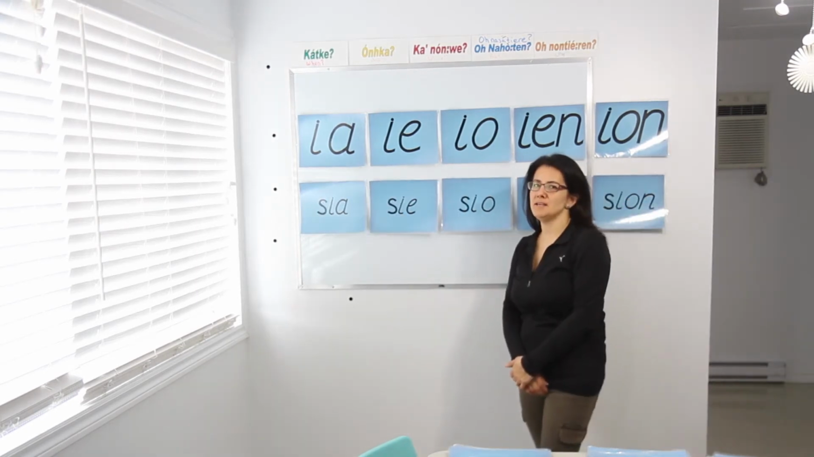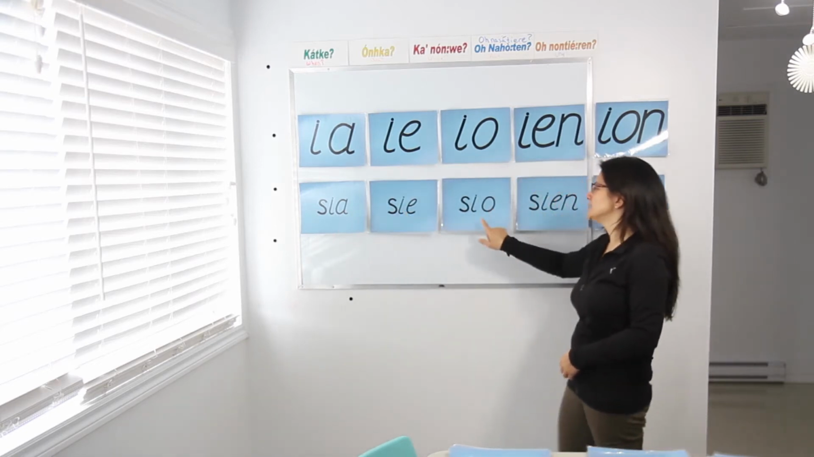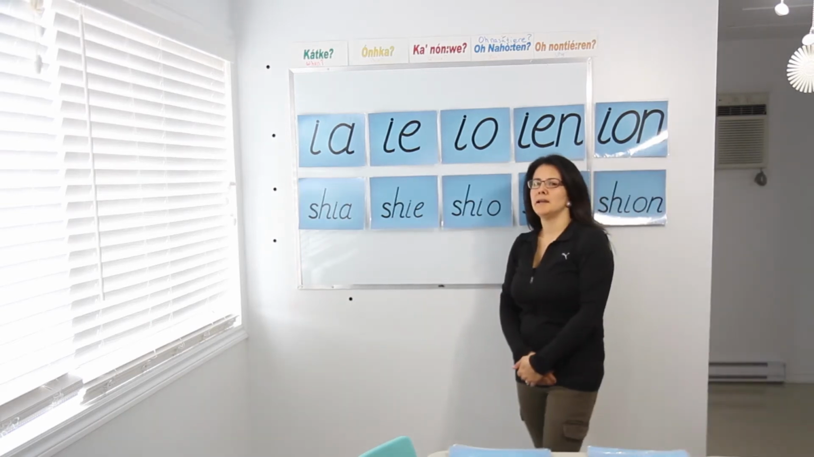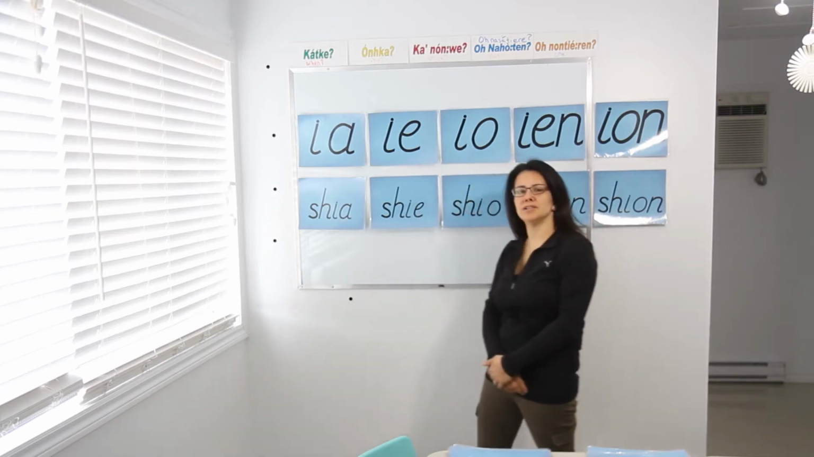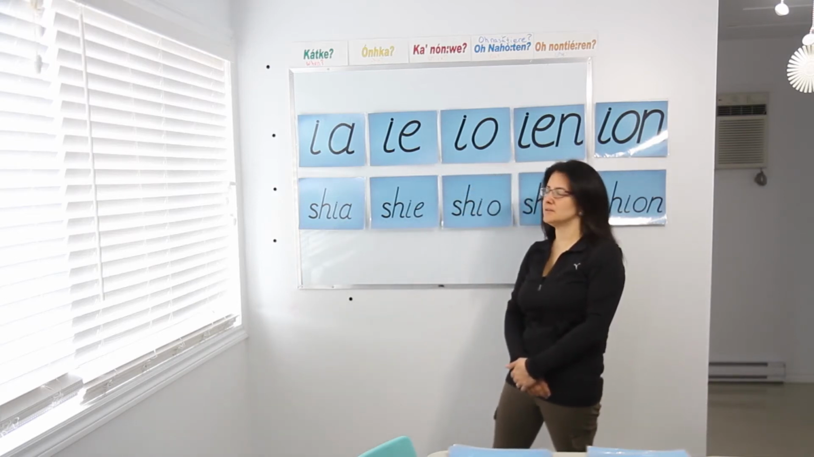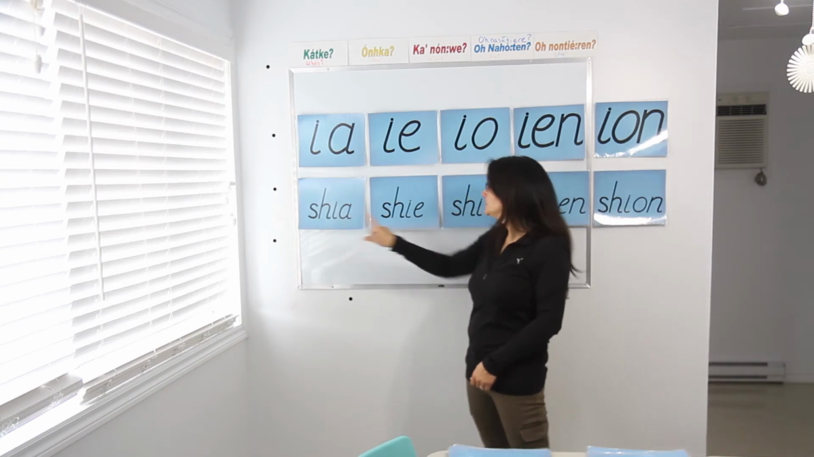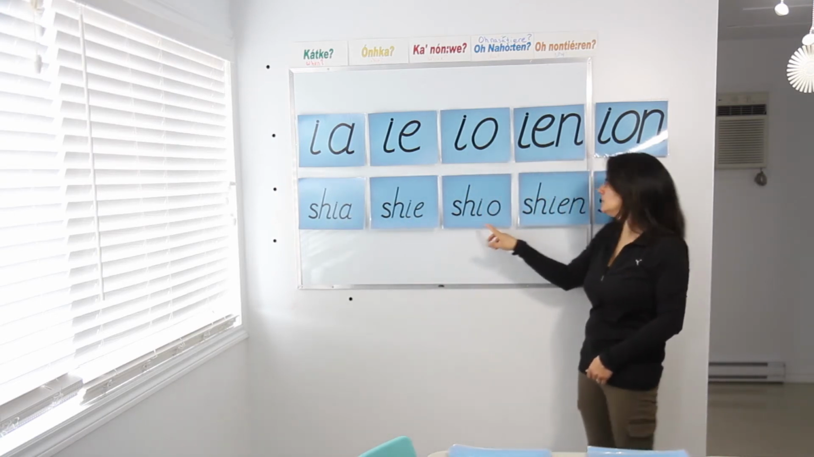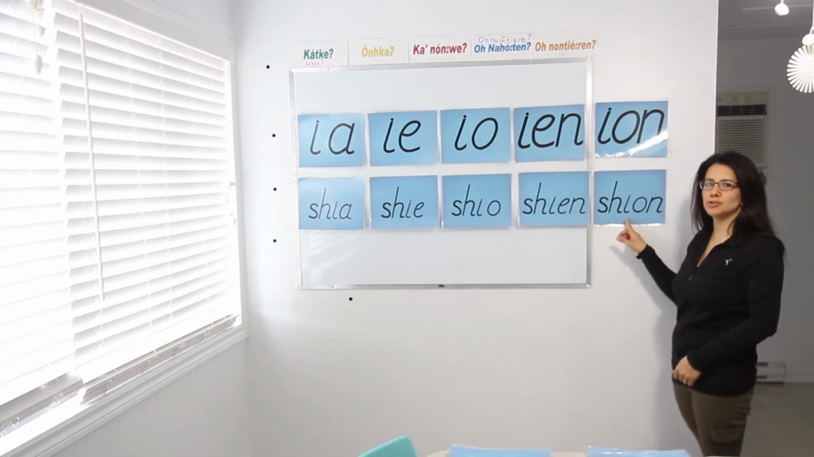And now we'll combine S with the vowel sounds. Zia, zie, zio, zion, ziu. And now we'll combine SH with the vowel sounds. These sounds change a little bit depending on the speaker and depending on the word that it's used in. So it can go sia or sha, sie or she, sio or sho, sion or shon, and siu or shu.